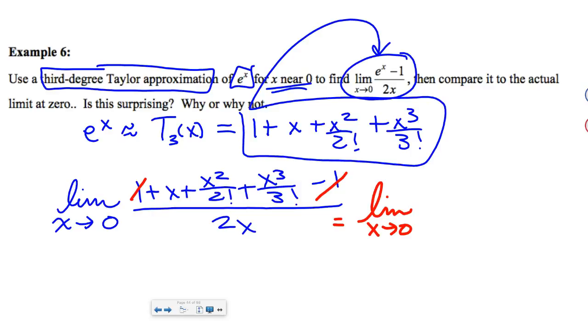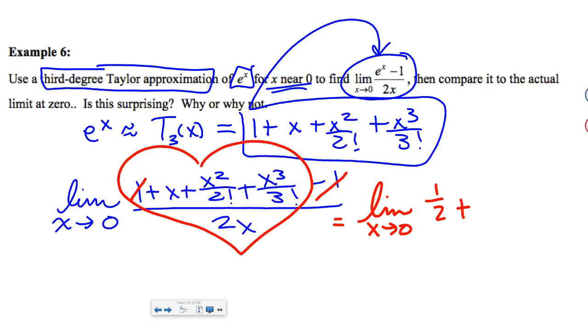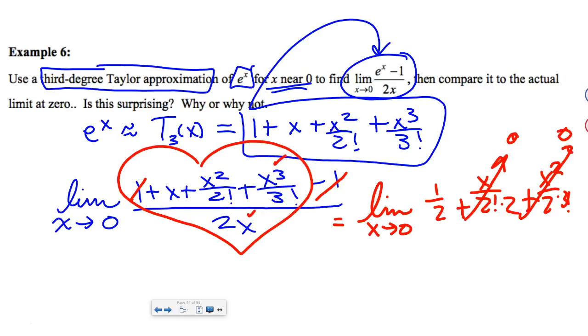So that's going to be x over 2x, which is a half, plus x squared over 2 factorial over 2x. If you were thinking of breaking this apart, the x's are going to cancel, and it's going to be x over 2 factorial times 2. Plus, same thing, the x is going to cancel with the x on the bottom. It'll be x squared over 2 times 3 factorial. It doesn't really matter because I'm taking the limit as x approaches 0 of that. And what's going to happen to all but the first term? They are going to cancel. Once a 0 goes in, you're out. So my limit of a constant is that constant. So I got a half as my approximation.